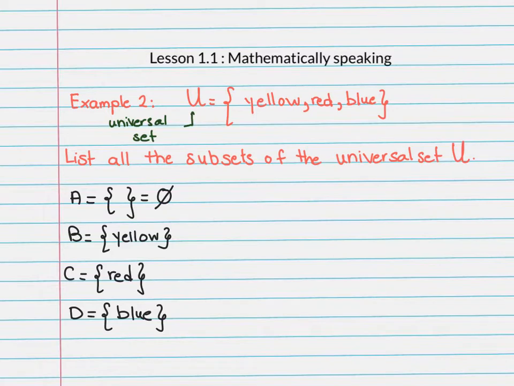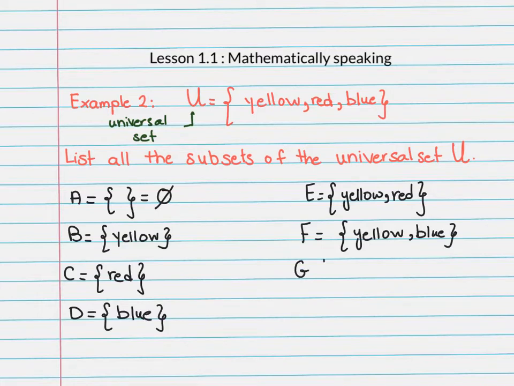Let's move on now to a set that has 2 elements. We will call it E. It might have yellow with red. Is it wrong if I write red then yellow? It's the same thing. Then F, yellow with blue. Then G, I might have red with blue. Do I have any other options? I don't. And finally, I end it with the universal set because it's the only possibility to have the three elements together.